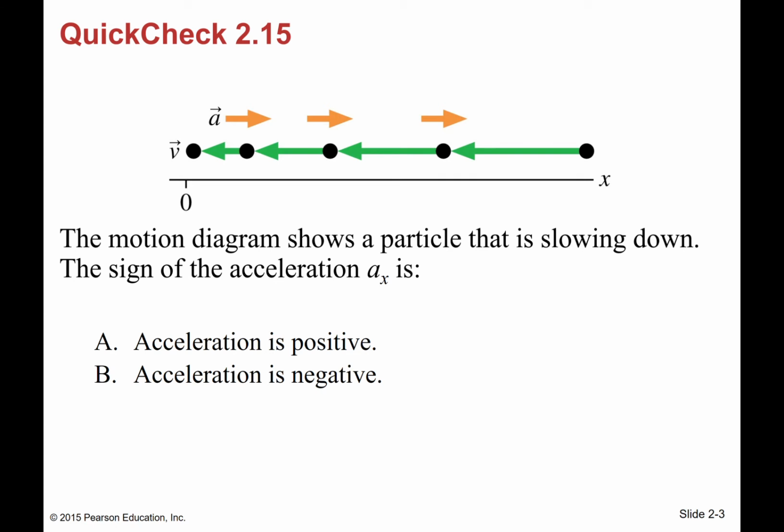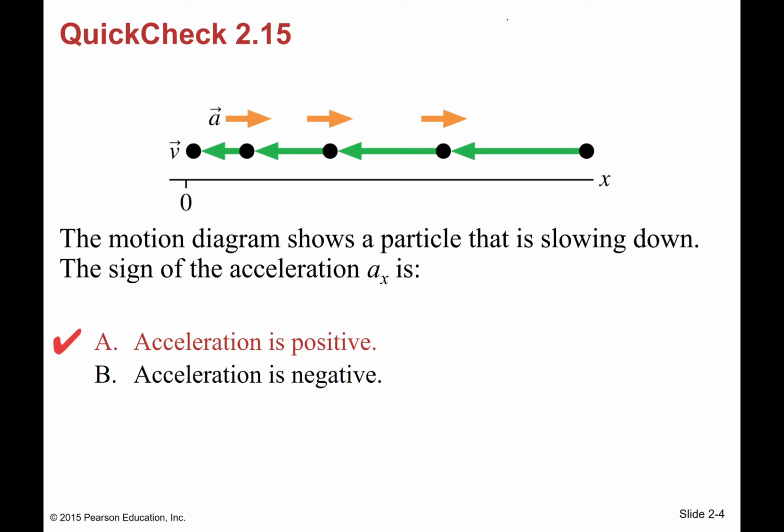So this could be tricky. Here we have a motion diagram, right? We have the acceleration pointing to the right, a positive acceleration, and then we have the velocity pointing to the left. So the motion diagram shows that this particle is slowing down. So would you say from there that the acceleration is positive or negative? The object is slowing down. What is the sign of the acceleration? If you thought about it, it's got to be positive, right?